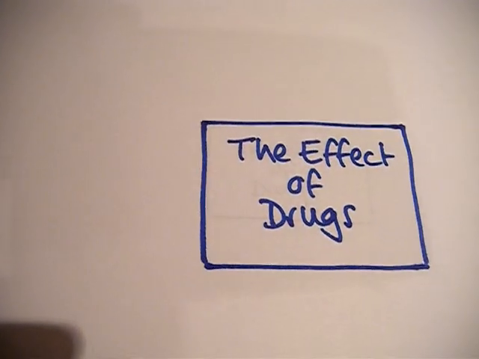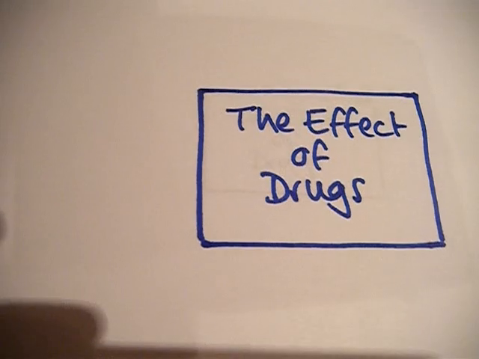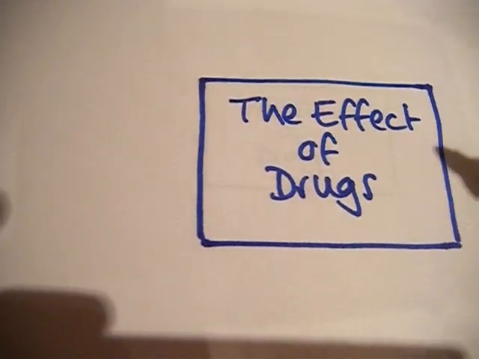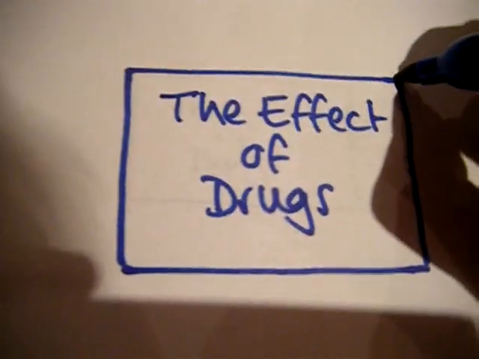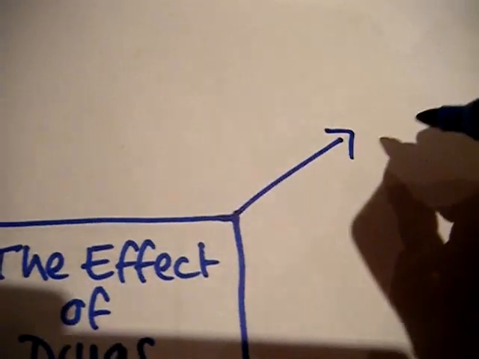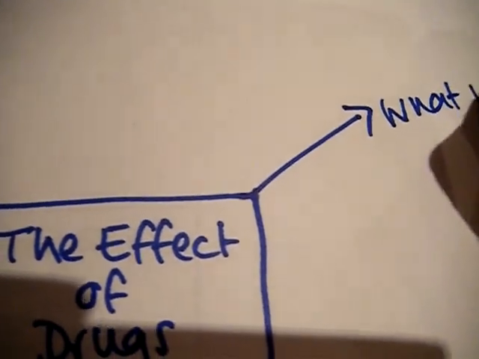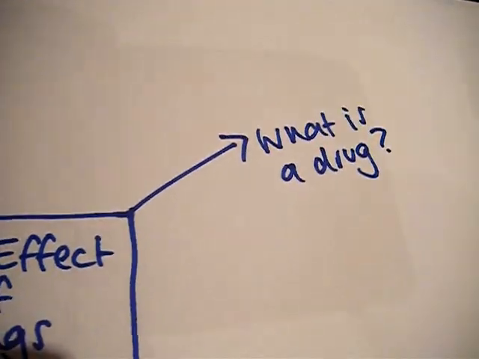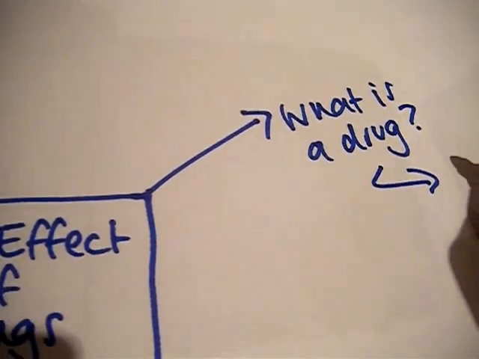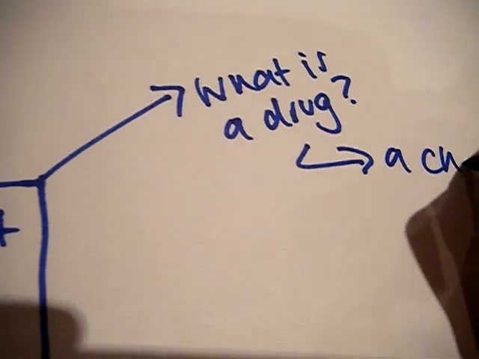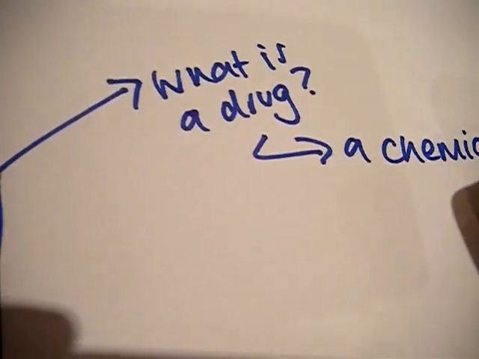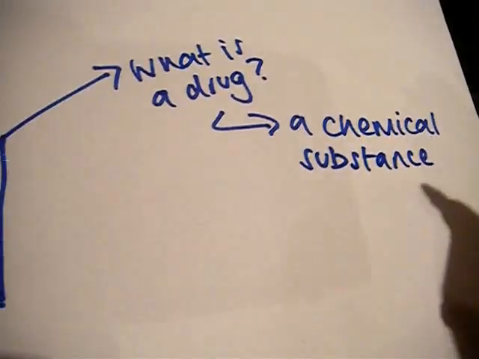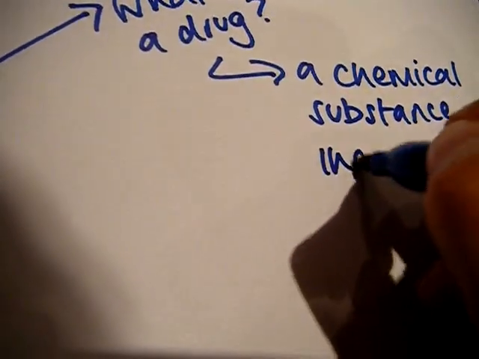Alright, so topic number 1 that you need to know for your exam is the effect of drugs. So first of all, what we need to do is define what a drug is. That's going in box number 1. What is a drug? For the exam, you need to know that a drug is a chemical substance that changes the way the body works.